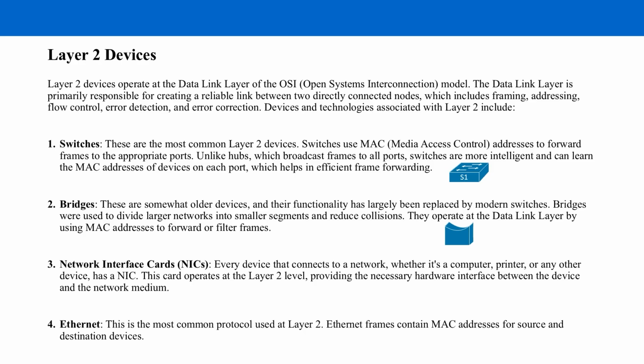So here is a quick review of the layer 2 devices, such as the switch. The switch is the most commonly used layer 2 device. And then we have bridges. As you can see, this is the symbol for a bridge. Most members know the symbol for a switch, but may not know the bridge. A bridge is an old device, and it was used to divide a larger network into smaller segments and reduce collisions. So the main purpose is to reduce collisions. But now our switches can do the same job and more.